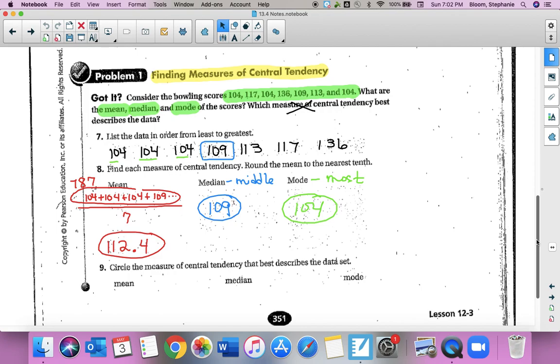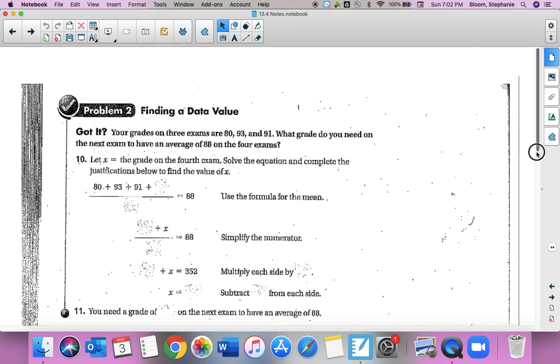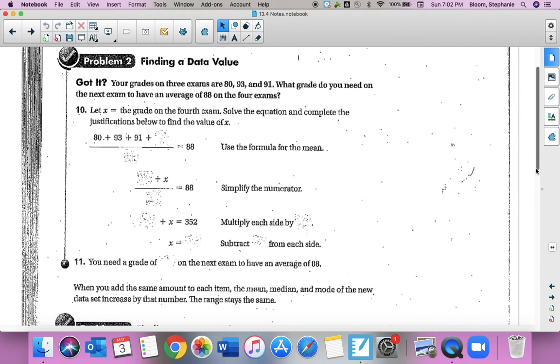Okay? All right. So let's look at another example here. So in this example, it says, your grades on 3 exams are 80, 93, and 91. What grade do you need on the next exam to have an average of 88 on the 4 exams? Here's this keyword right here, average. And what did we say average means? Average and mean are the same thing, right? So we want our average to be 88.